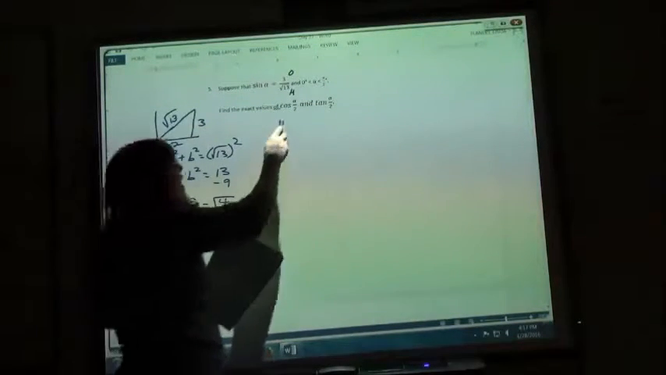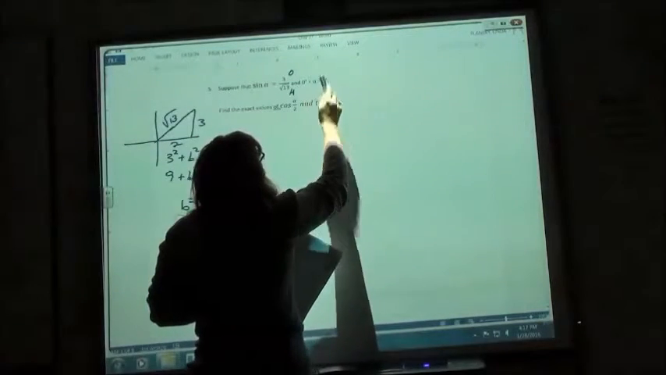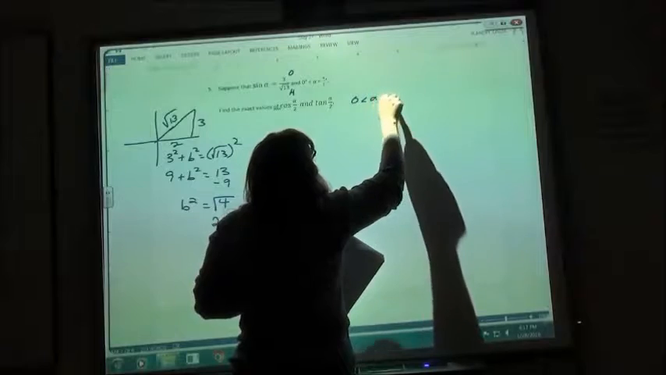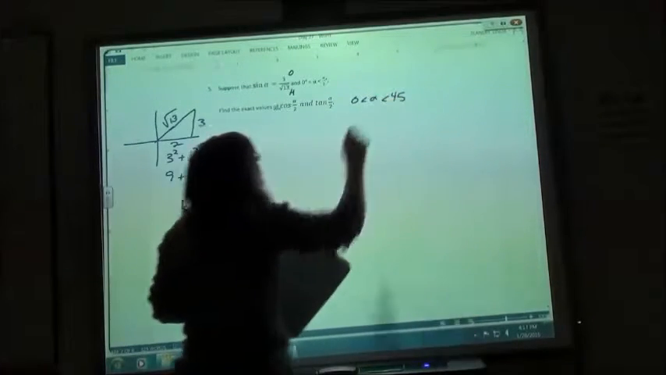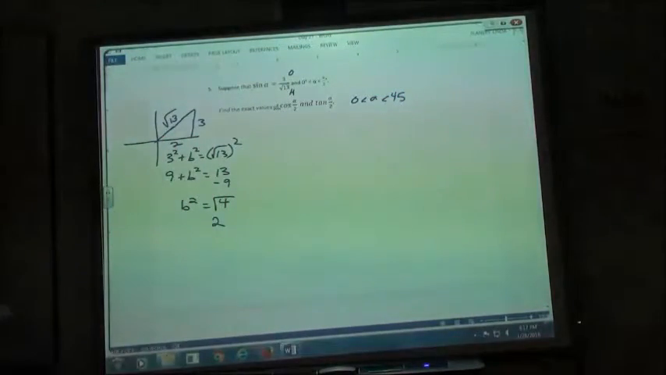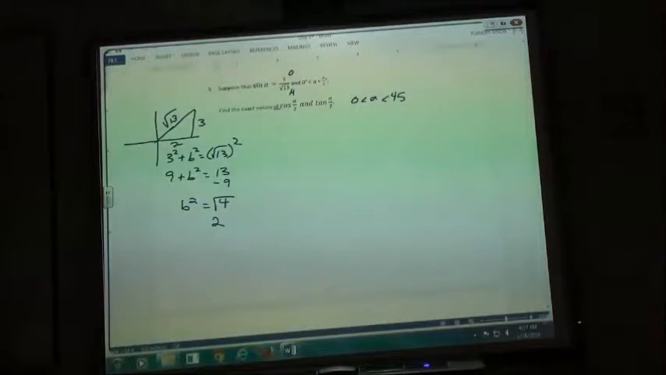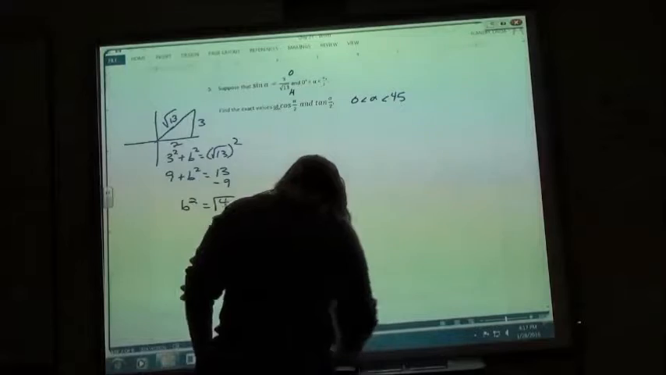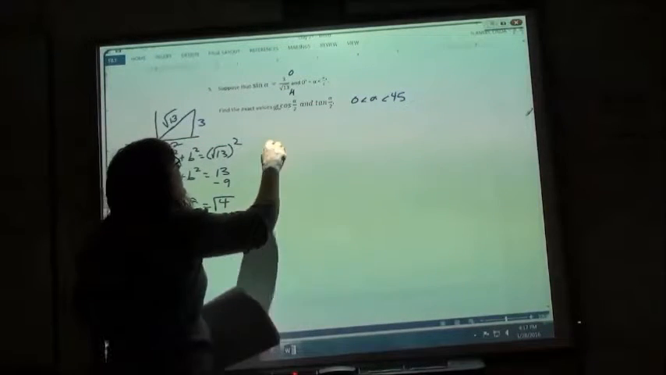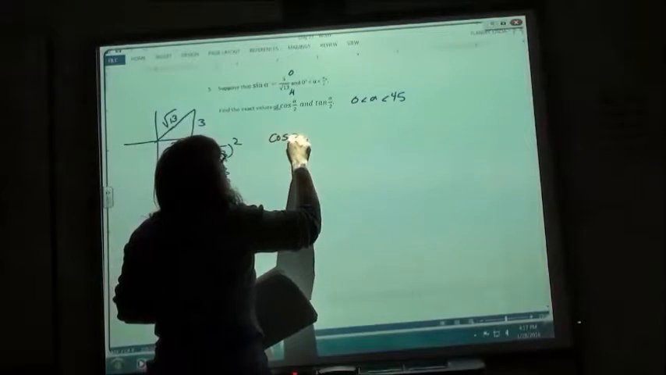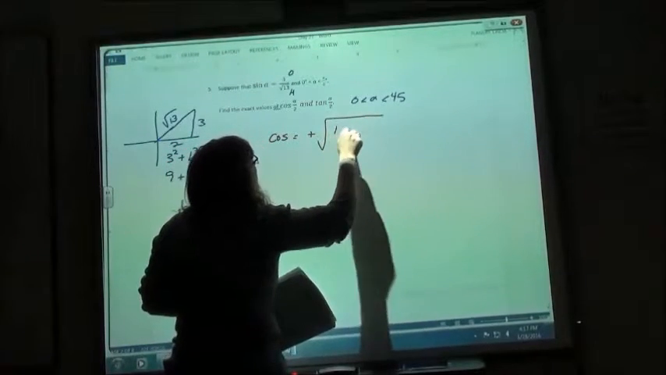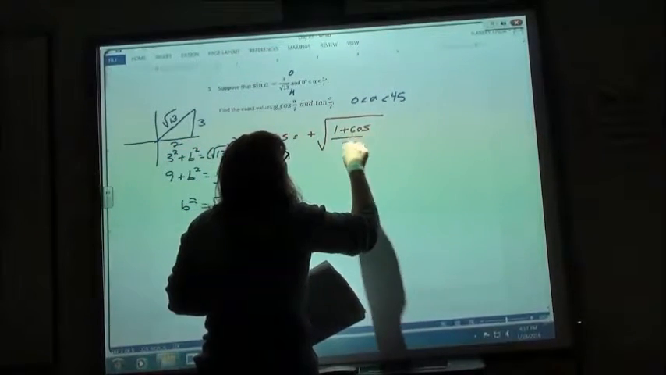I want to do my half angles. Since this is between 0 and 90, I would be between 0 and 45. So I'm still going to be in quadrant 1. In quadrant 1, your cosine and your tangent both should be positive, because everything is positive in quadrant 1. So again, I'm just going to go back to my formula. So for my cosine, I'm going to do positive square root of 1 plus the cosine over 2.